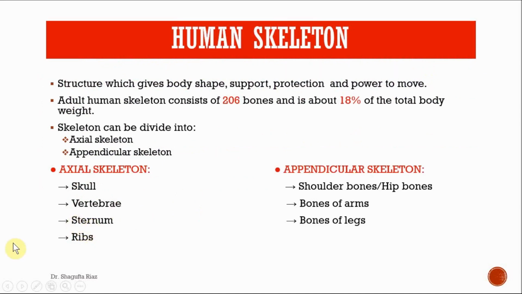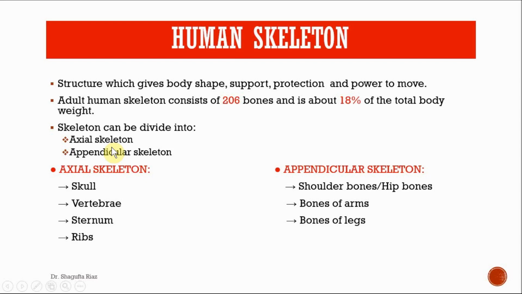Now, human skeleton. The human skeleton basically is the structure which gives body shape, support, protection, and power to move. There are a few facts about the human skeleton. That is, the adult human skeleton consists of 206 bones, and it is about 18% of the total body weight of our body.